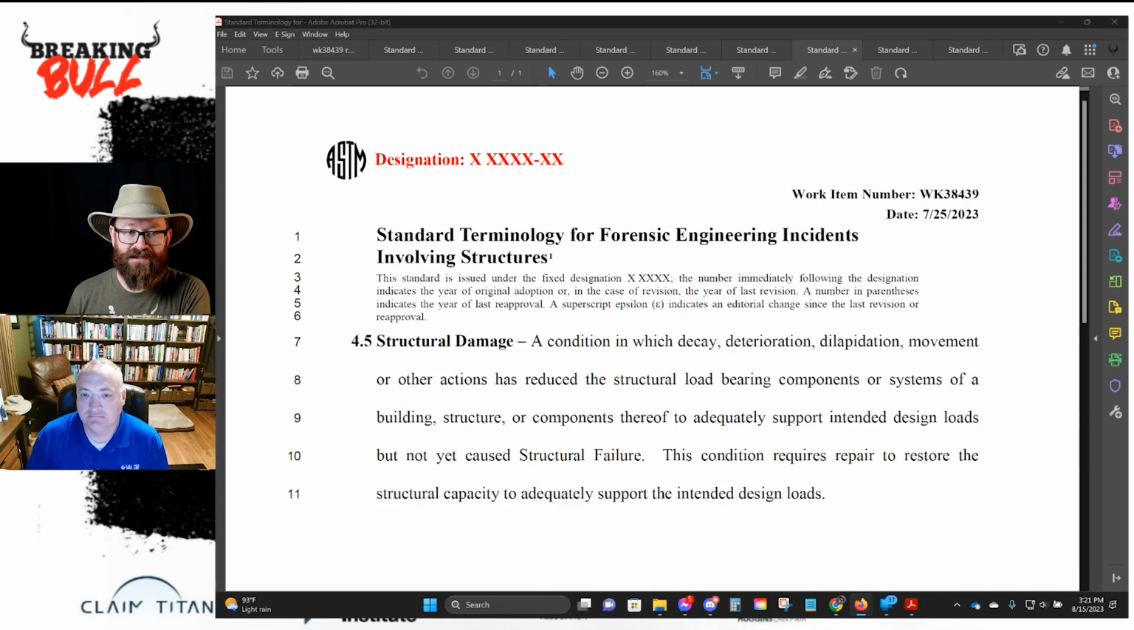I mean, right away it says decay, deterioration, dilapidation. That all screams of wear and tear type things. Movement could be caused by anything, and then it says other actions. So this is open to being caused by anything. And then it says structural load bearing components.